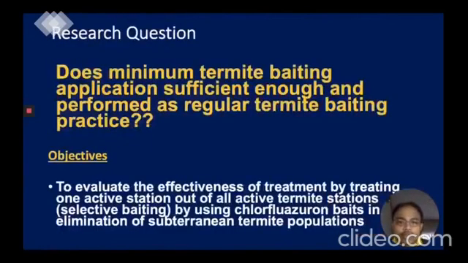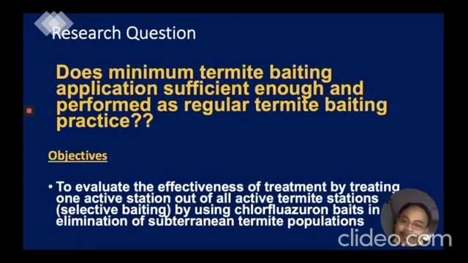So the research question here is: is a minimum termite baiting application sufficient, and does it perform as well as regular termite baiting practice? Why? Because the basic method of managing termite infestation using a baiting system is to place all those in-ground service stakes or in-ground active stations throughout the perimeter of the building. But how can we bait just one station where the termites forage and still have a sufficient result, compared to the common practice in this termite baiting method?